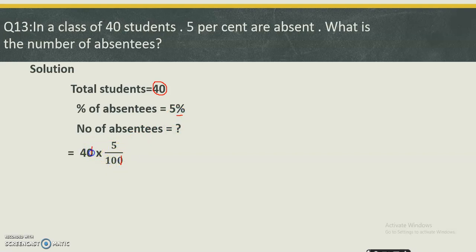We can cancel out 0 by 0. Now we have 4 multiplied by 5 upon 10. So 5 ones are 5, 5 twos are 10, and 2 ones are 2, 2 twos are 4. So the answer is 2, which means that 2 students are absent.